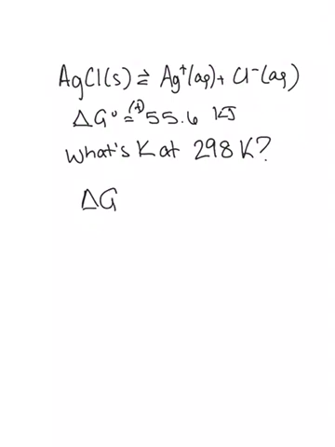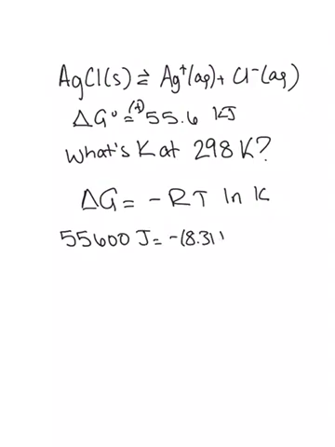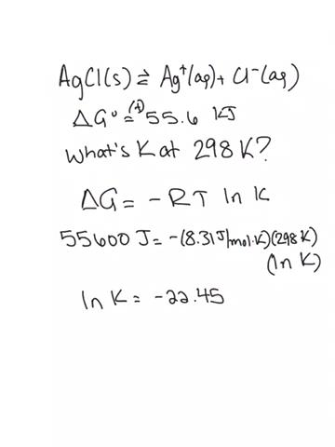So let's look at my delta G equals minus RT ln K. And like I was mentioning before, it's very important to make sure that you convert your delta G into joules so that you can use this properly. The R that you want is the 8.31 joules per mole Kelvin. The temperature is 298 Kelvin. And ln K, a number that I don't know yet. And then I can just continue solving. When I do my math then, ln K would be negative 22.45. So I could undo this and say that K is equal to e to the minus 22.45.